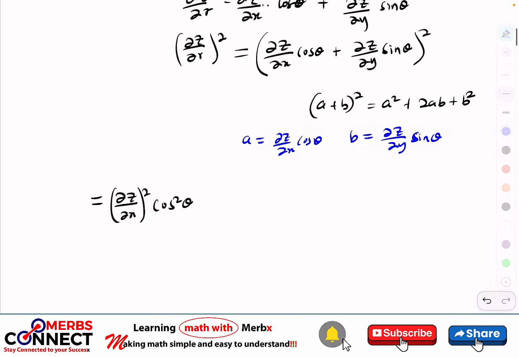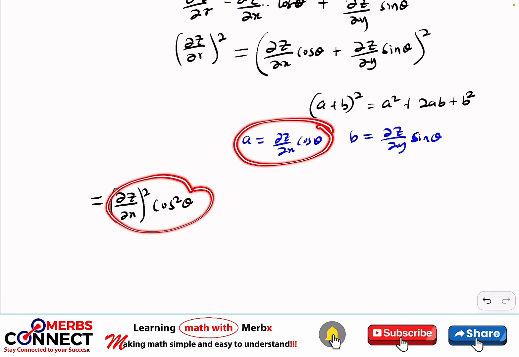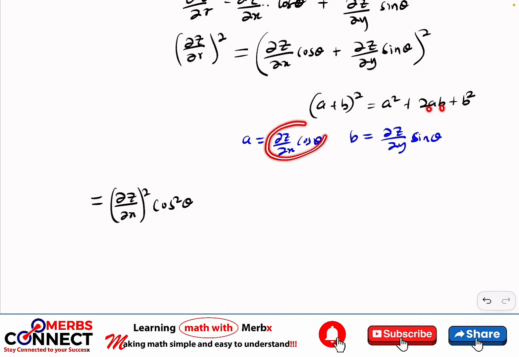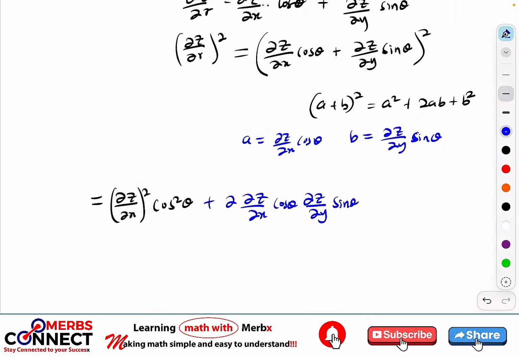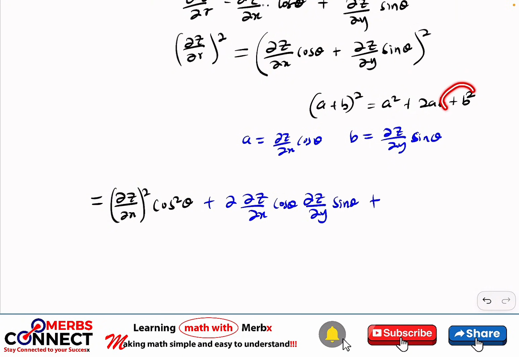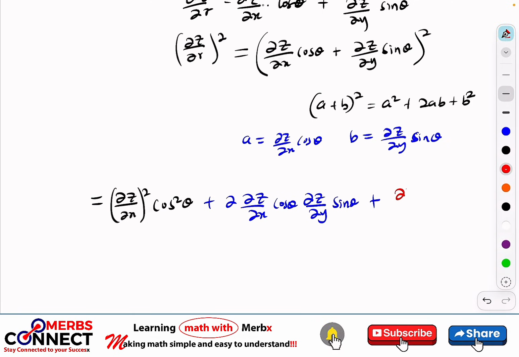Now I square my a, which I'm getting this. Then this is 2ab, 2 times this and this. So this is going to give us 2 partial of z with respect to x, cos of theta, partial of z with respect to y, sine of theta. Plus, now I need to square my b. So when I square b, I'm going to have partial of z over this, all squared.